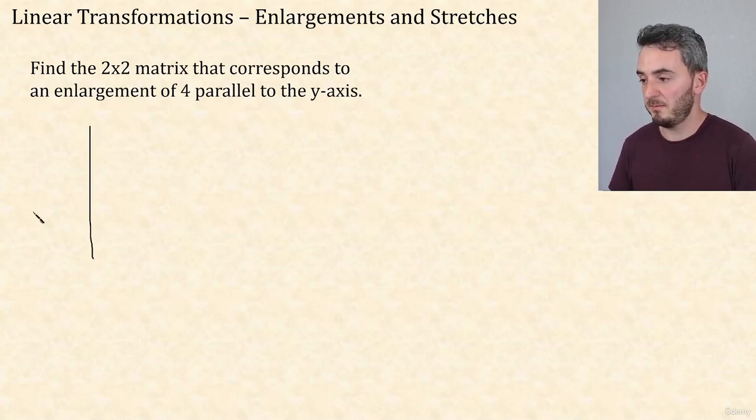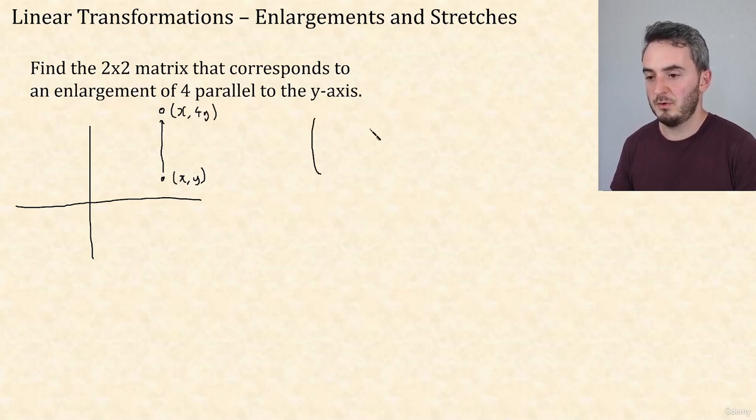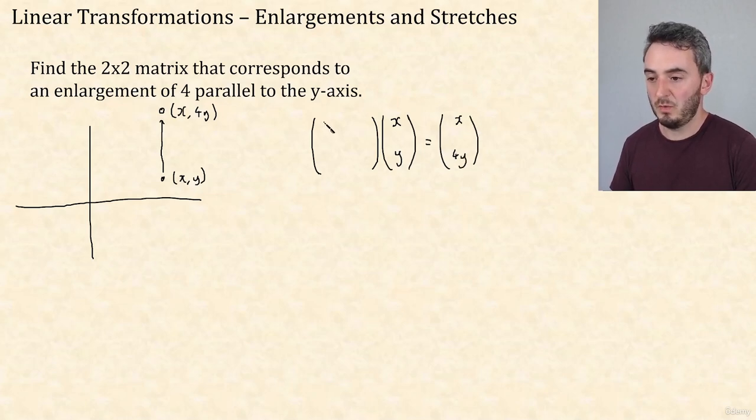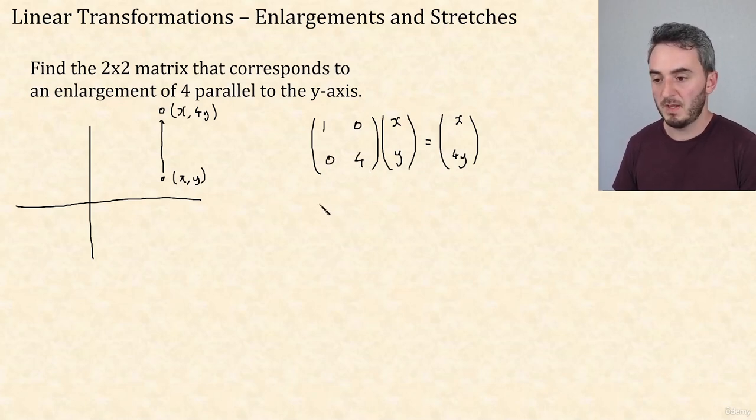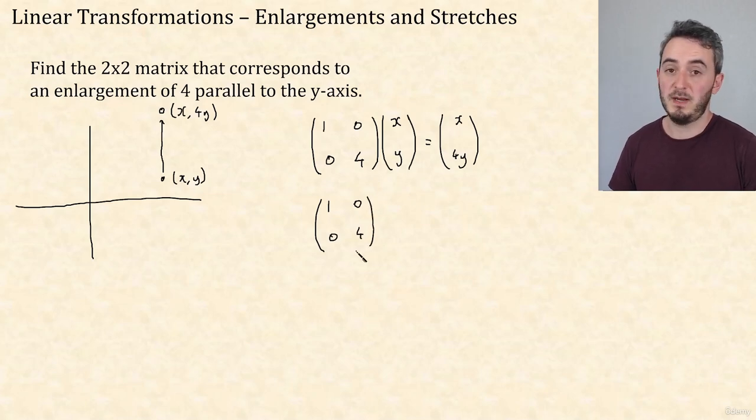What about an enlargement parallel to the y-axis? Well, we'll do the same thing. We'll take our point here, x, y, and if we stretch it so the y values get multiplied by 4, it stretches it all the way up here to this point here, x, 4y. And the question becomes, what's the matrix which maps x, y to the point x, 4y? And the answer is 1x and no y's to get x, and no x's and 4y's to get 4y. So 1, 0, 0, 4 is an enlargement of scale factor 4 parallel to the y-axis.